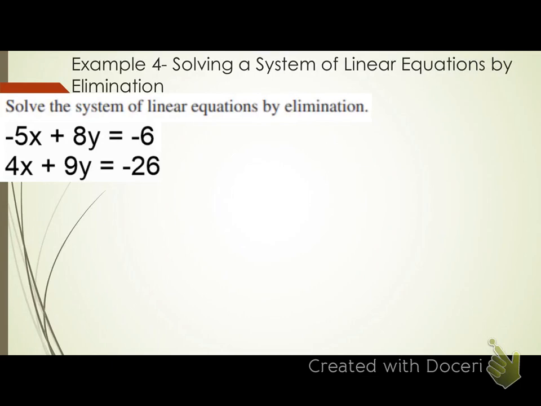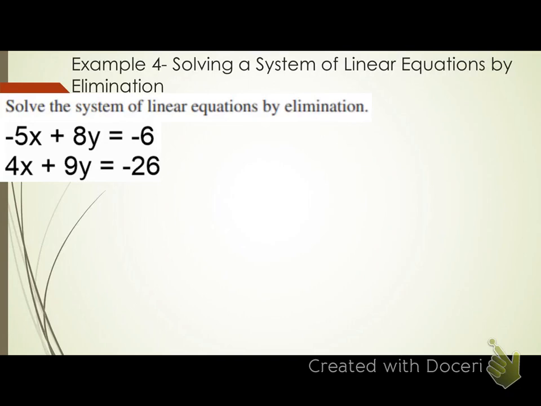Let's think about which variable might be easiest. What's a number that both negative 5 and 4 go into? 20. That's the smallest number they go into, isn't it? If I wanted to get the top equation to negative 20, what would I have to multiply negative 5 by? 4. I'd have to multiply 4 by positive 5, because we want those opposite signs. So I'd multiply top equation by 4, bottom equation by 5. Does everyone see how that would give me same number, opposite signs?